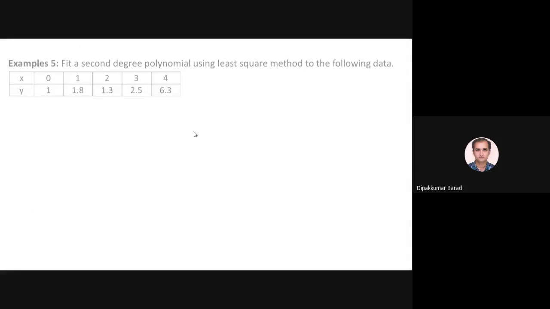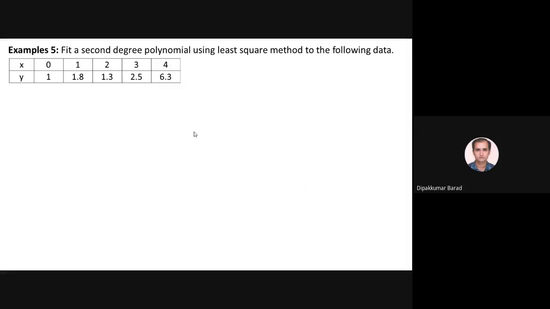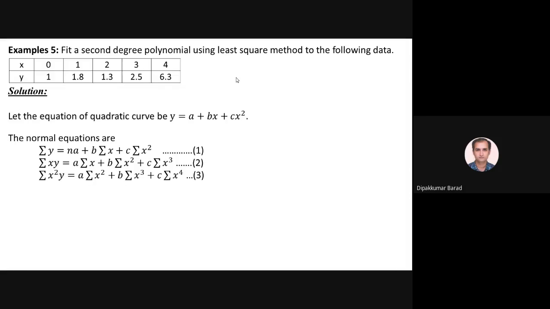Now example number 5. Fit a second degree polynomial using the least square method to the following data. Second degree polynomial means your parabola, y equal to a plus bx plus cx square, a quadratic curve, and you have three normal equations here. Summation y is equal to na plus b summation x plus c summation x square, which you get from y equal to a plus bx plus cx square. Just apply summation on this equation.